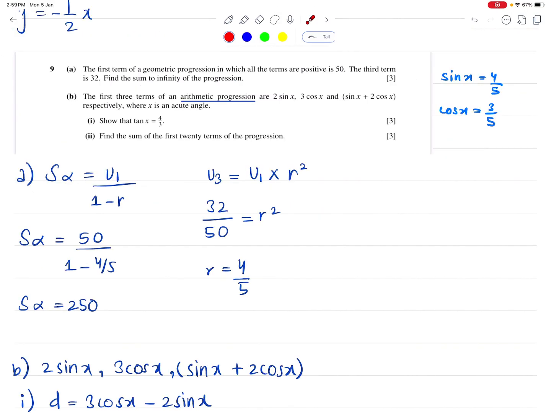Right, moving on to question number 9. It says the first term of a geometric progression in which all the terms are positive is 50. So the first term is given to you. The third term is 32. Find the sum to infinity of the progression.